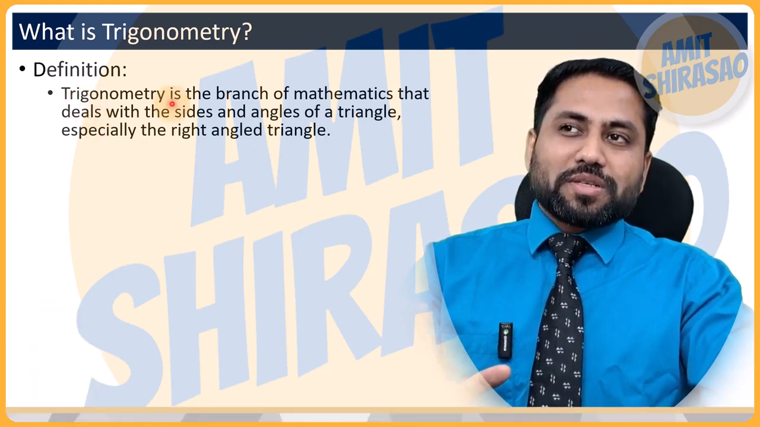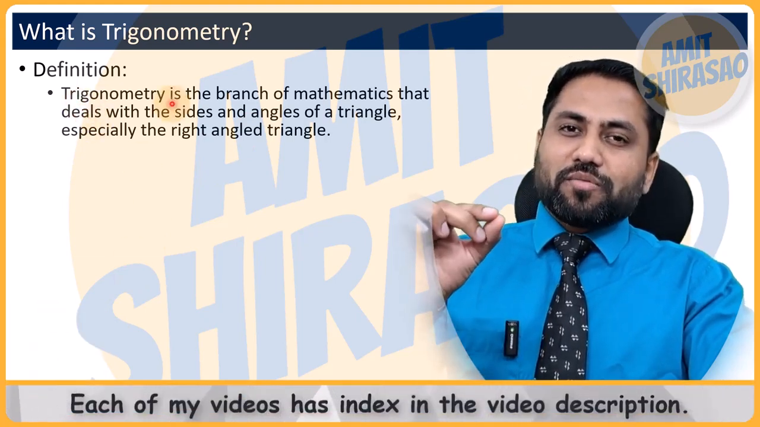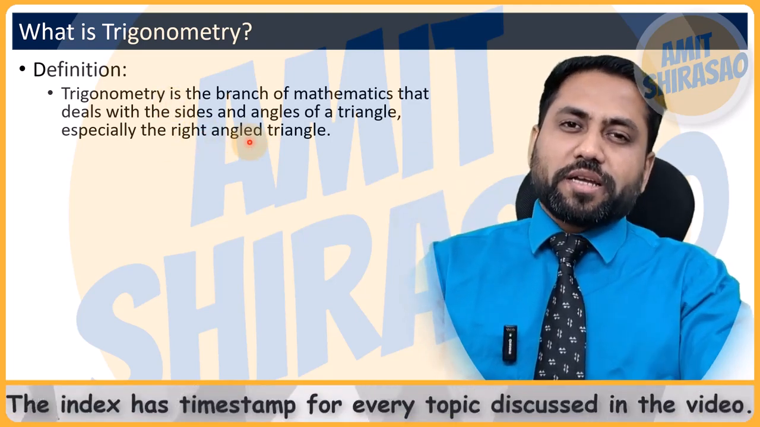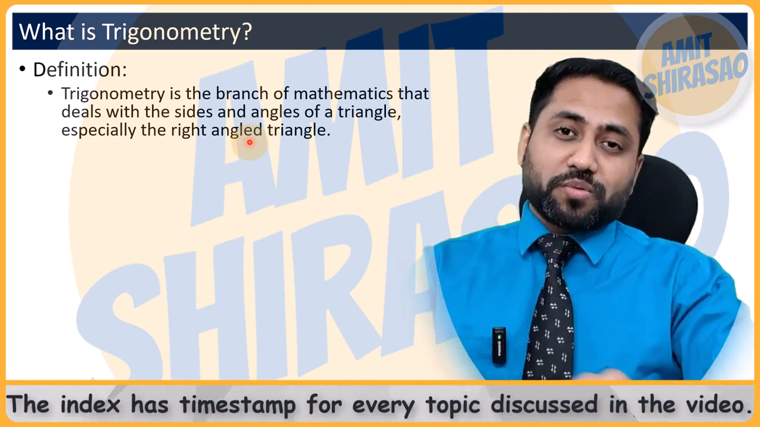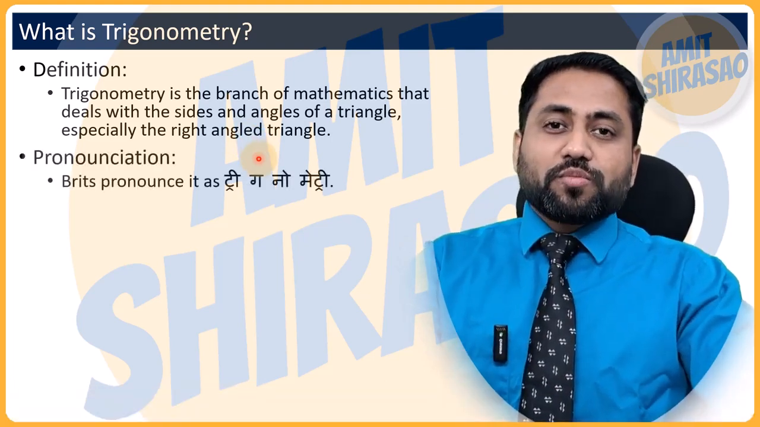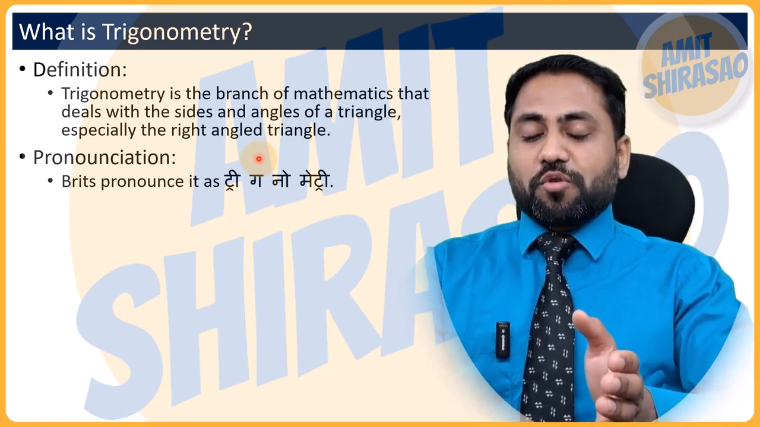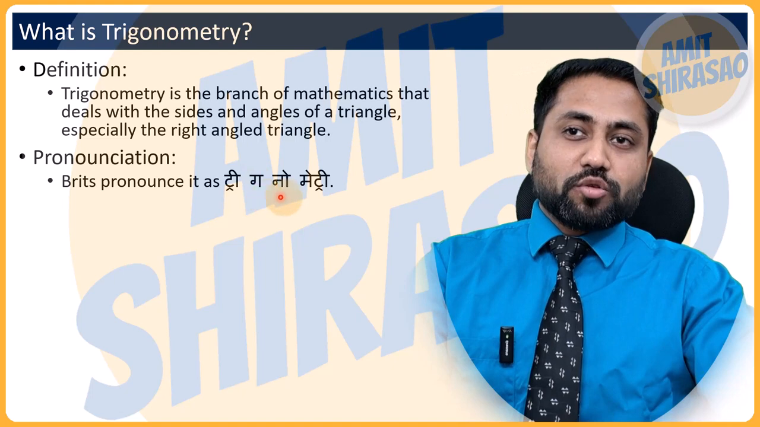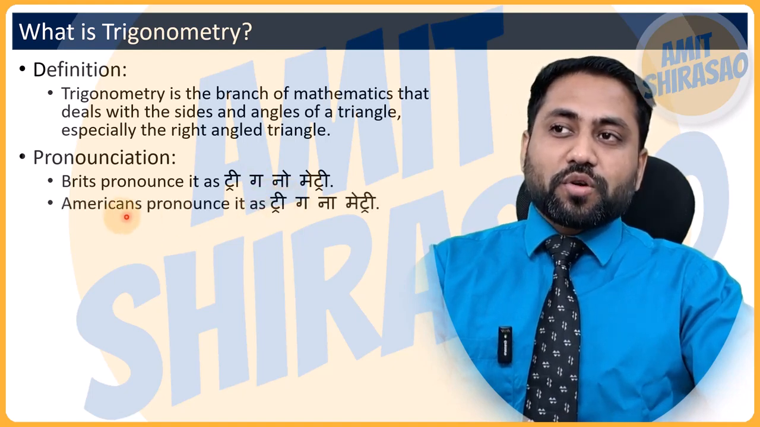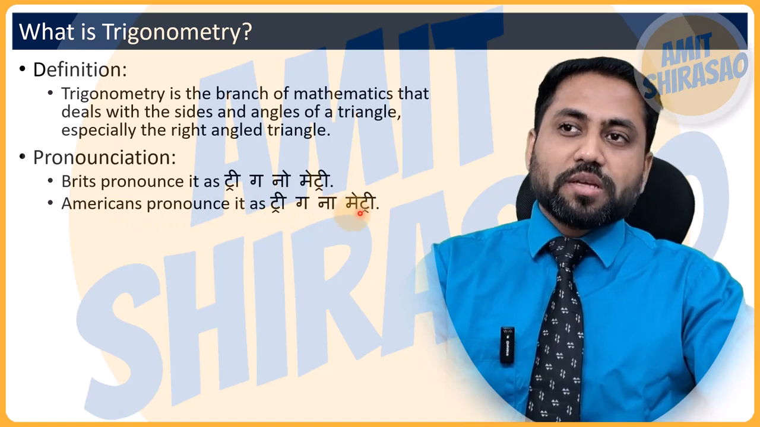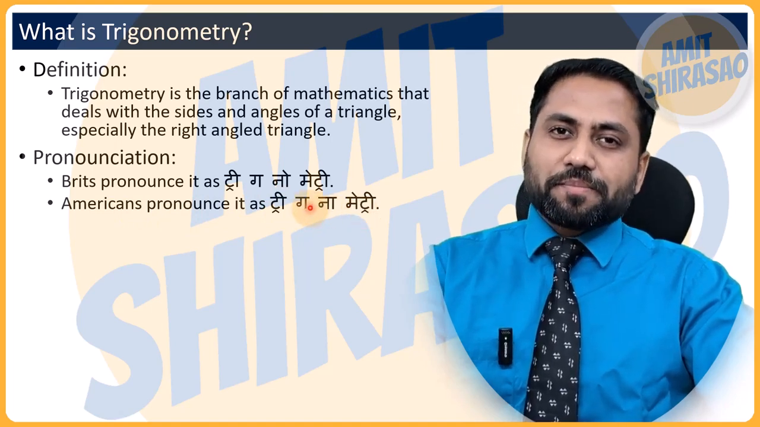So first of all, understand what it is. Now it is saying that it is especially about right angle triangles, but it is not exclusively about them. We'll see that later. First, learn how to pronounce it. If you want to follow the UK English, then you should say trigonometry. And if you want to follow the American pronunciation, then it should be trigonometry. Okay. So normally people call it trigonometry.